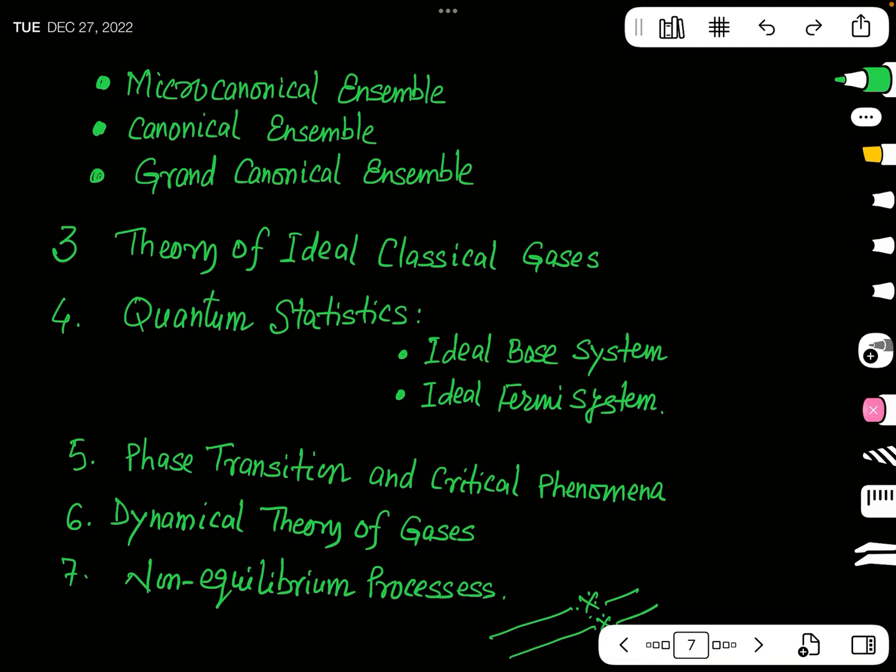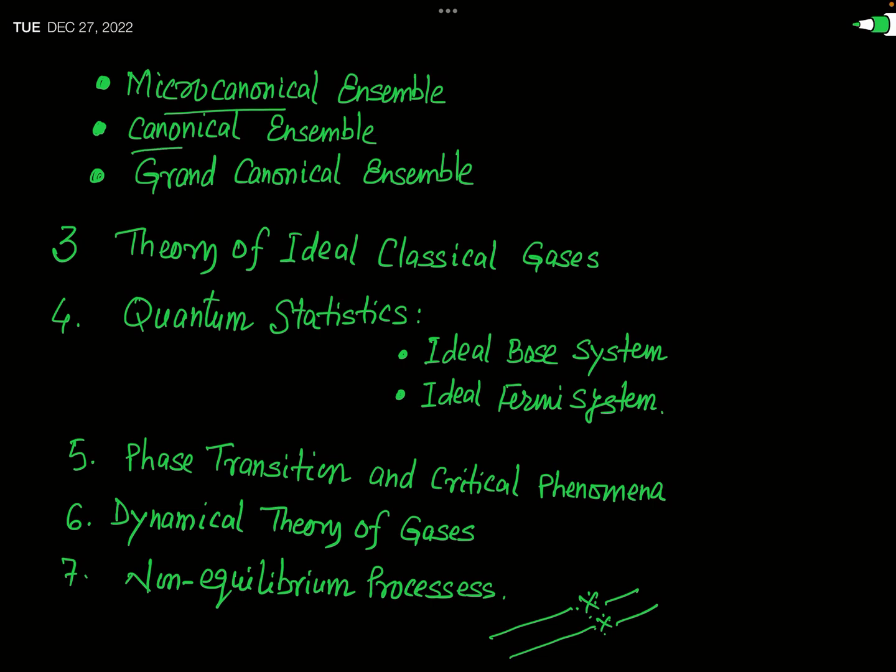When you talk about ensemble theory, we will deal in detail with the three ensembles, and those are the microcanonical ensemble, canonical ensemble, and grand canonical ensemble. All these three ensembles will be dealt with in great detail in our forthcoming videos. Okay.